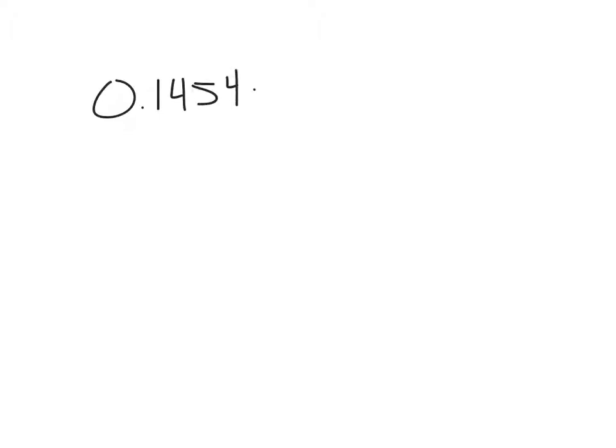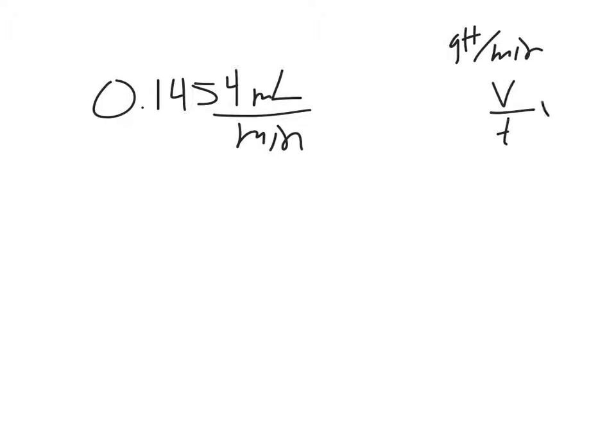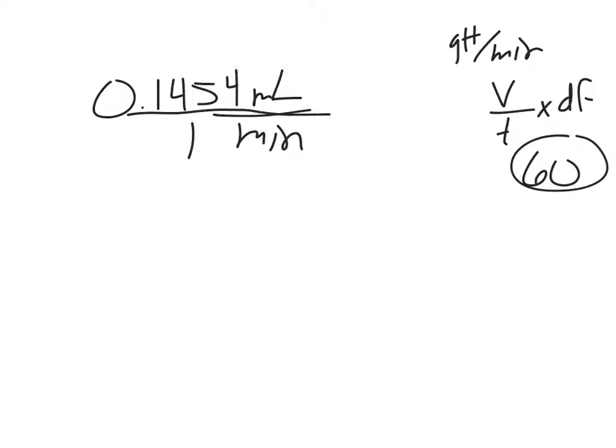0.1454 is what we have right now in terms of milliliters per minute. Now remember, our drops per minute formula is what we're trying to calculate. That's volume over time multiplied by the drop factor, which was given to us in this problem as 60. Since it's 0.1454 milliliters per minute, that's the same thing as per 1 minute, so there's my volume and my time. I just need to multiply that by 60.